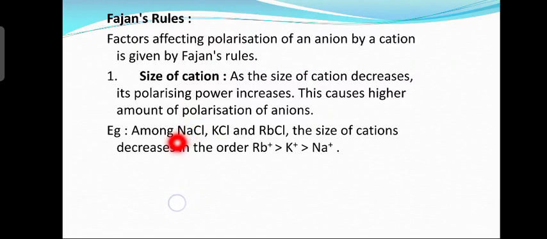Now example, among sodium chloride, potassium chloride, rubidium chloride, the size of the cations decreases in the order rubidium, potassium and sodium ion. So sodium has the least size, next comes potassium, and the highest size is rubidium. Okay, next slide.